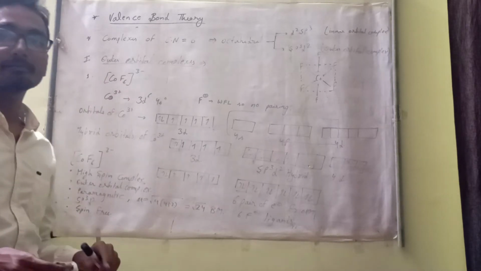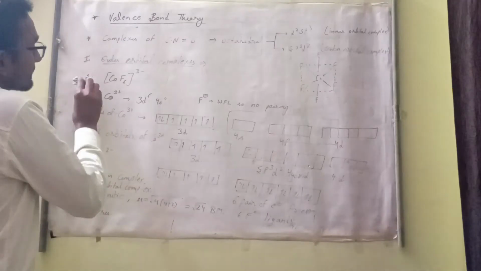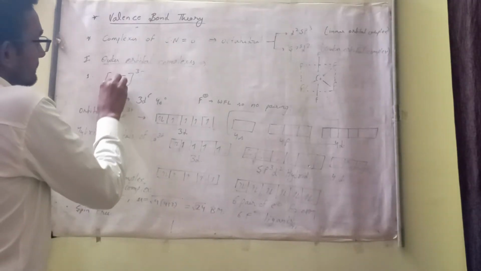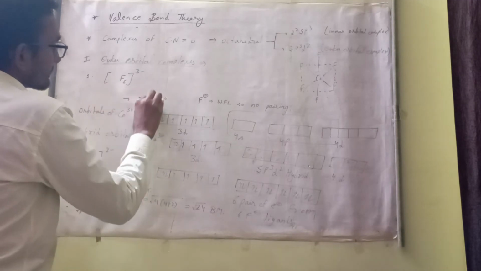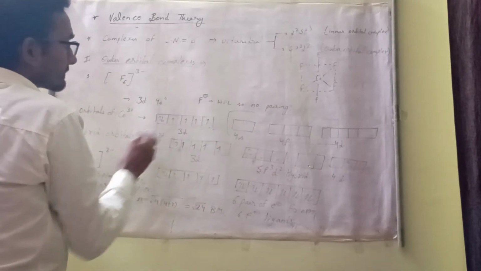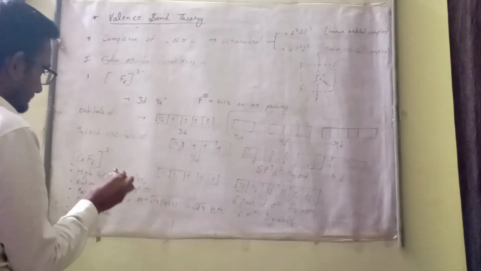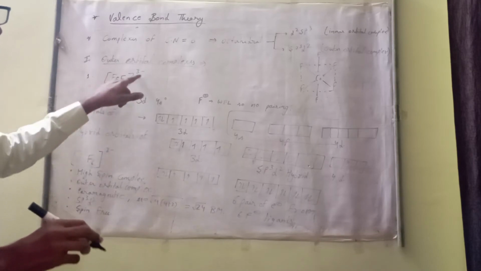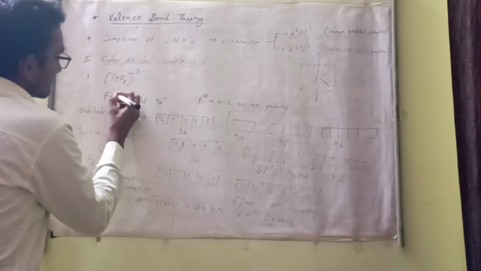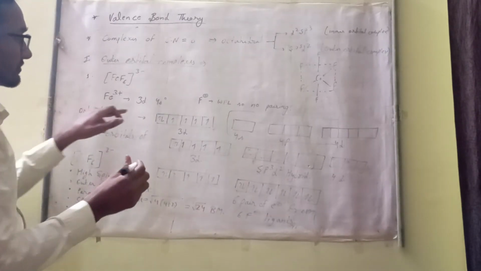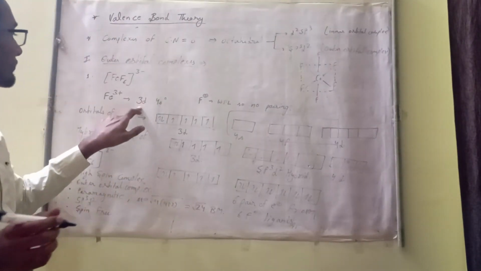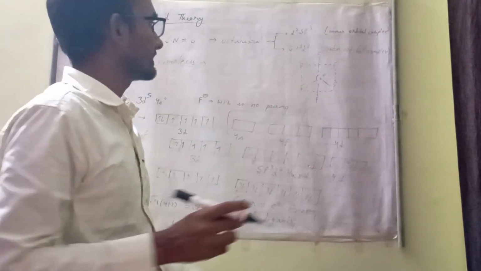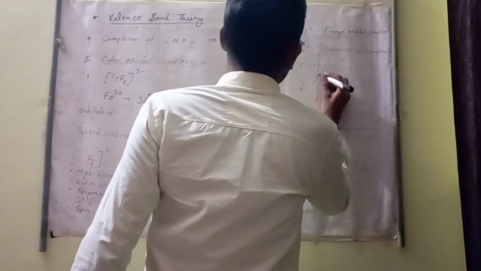Let us take another example, FeF6 3 minus. Okay, Fe is in +3 oxidation state, so the electronic configuration is 3d6 4s2, out of this 3d5 4s0, and F minus is a weak field ligand, so no pairing. Here iron FeF6 3 minus.